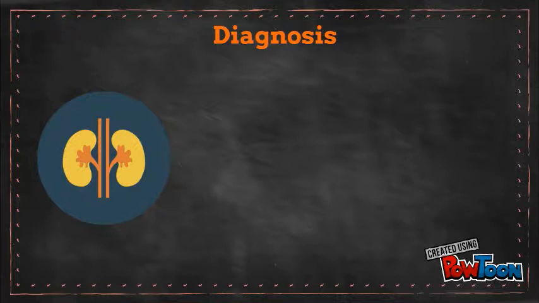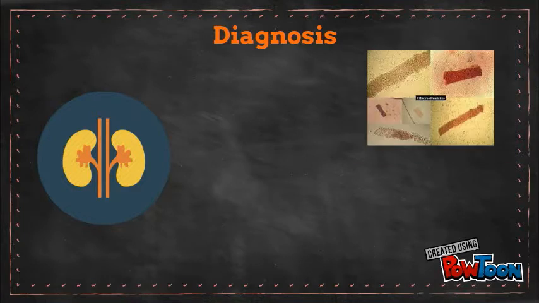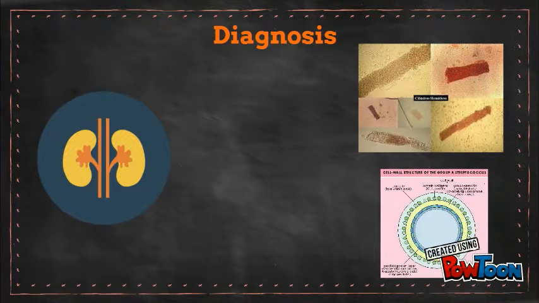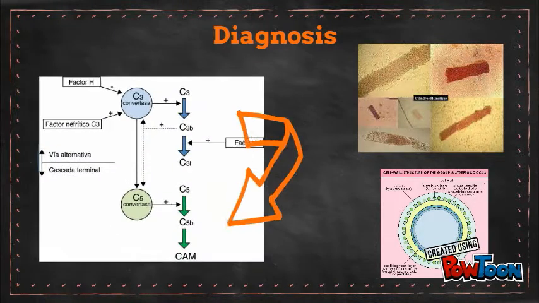Diagnosis. The component of the nephritic syndrome that suggests the diagnosis will be the presence of hematic cylinders, elevated streptolysins during the first 10 days, and decreased C3 level.